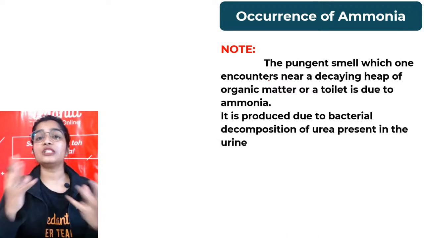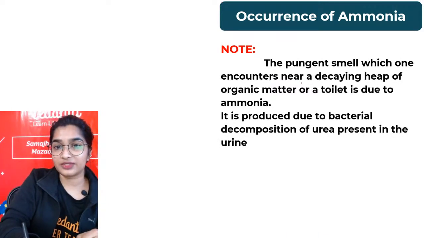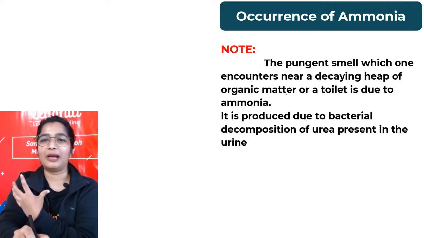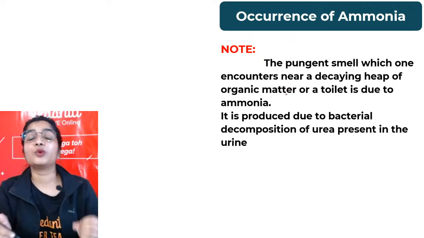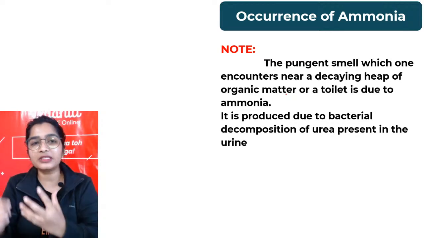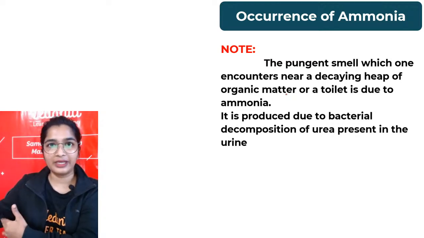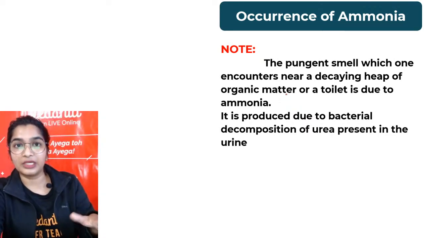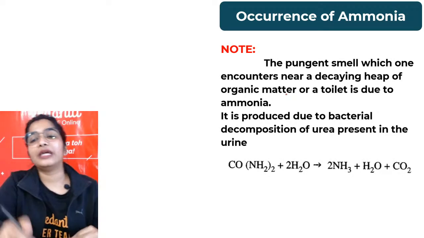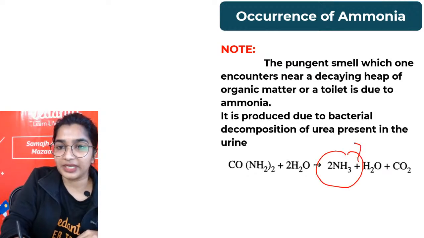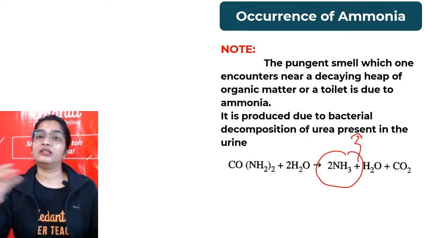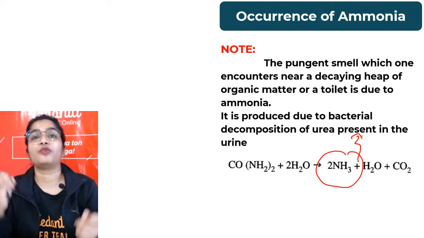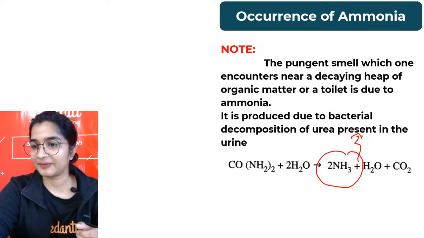So note the pungent smell which one encounters near a decaying heap of organic matter or a toilet, it's because of the ammonia. So what happens? So there will be formation of urea, right? Basically in the toilet and all that. So there will be decomposition of urea by the bacteria. So then ammonia gas will be liberated. So that pungent smell near all those things is because of the formation of ammonia gas.